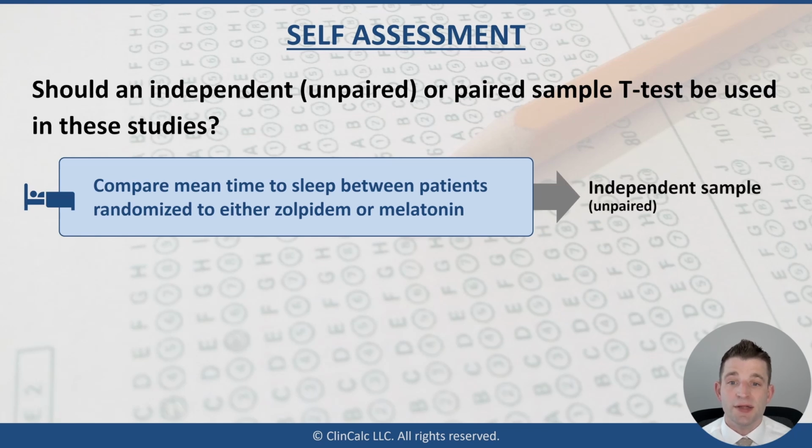So in this case, because we have two distinct separate groups, it's a parallel study design. So we would want to use an independent sample because there's no crossover. The patients are not serving as their own control.